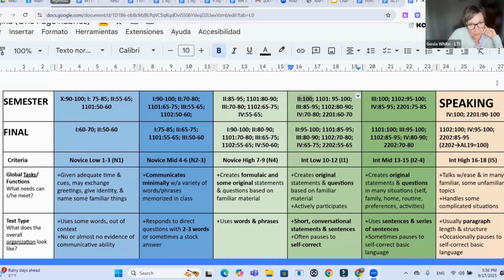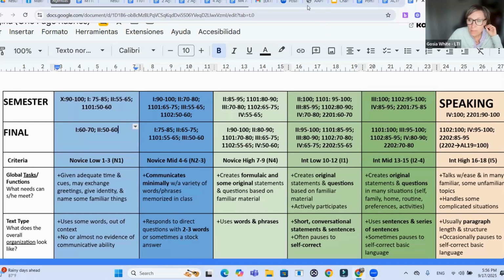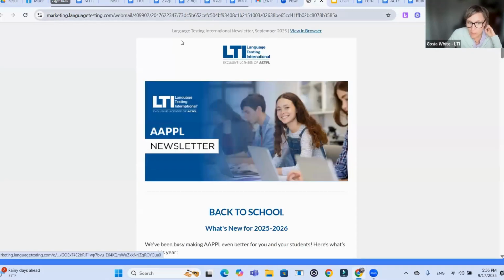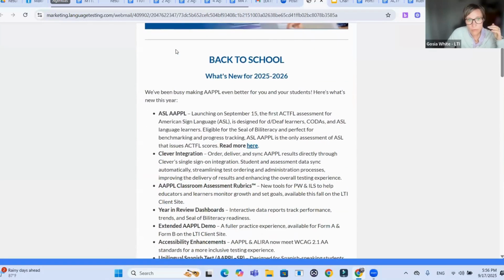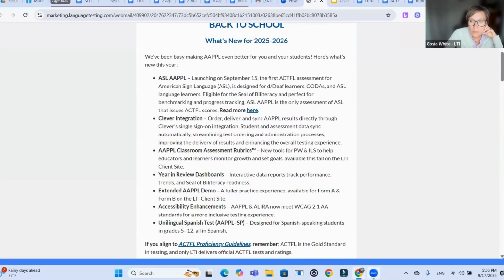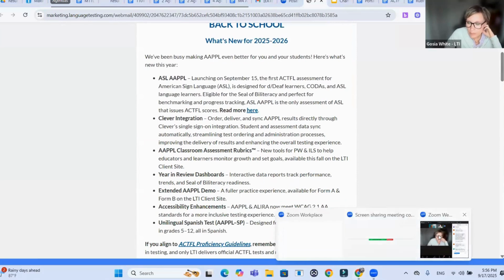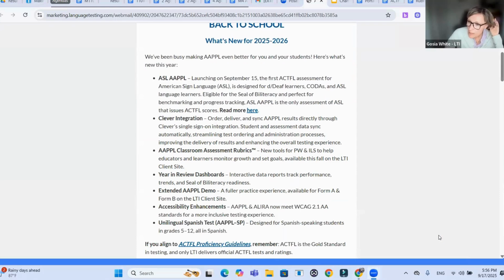There's also a question about topics on the Apple. You can find that information on the ACTFL website, actfl.org. LTI's website has that information as well. So if you visit those websites, you'll find information about the Apple topics.